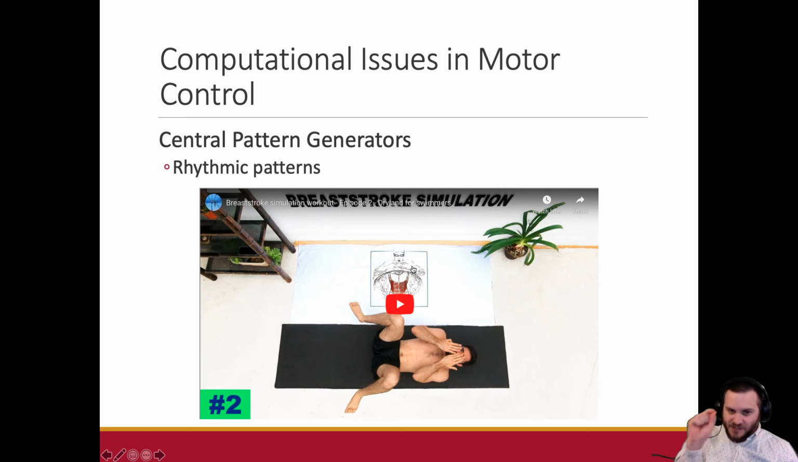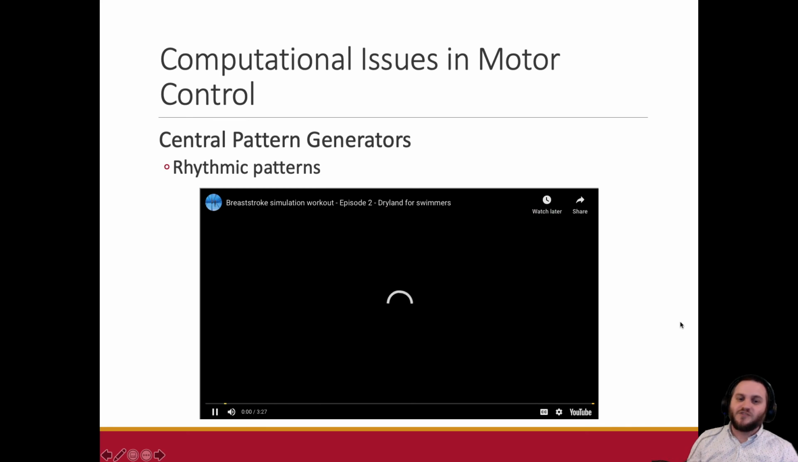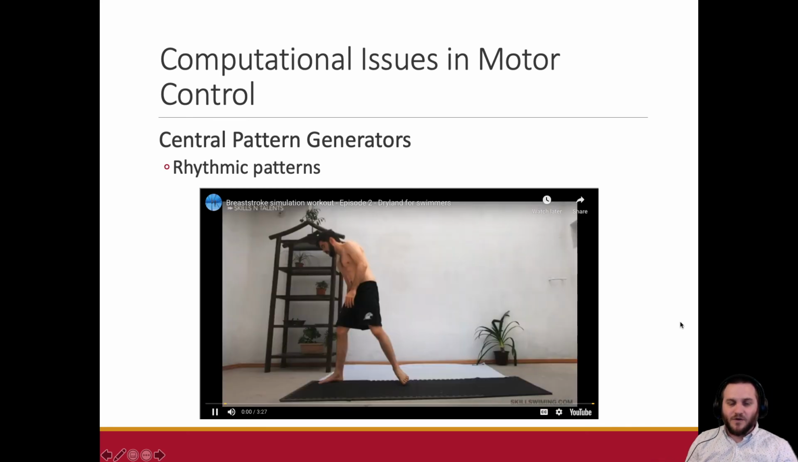That's a caveat. There's an asterisk there that, no brain trauma, right? Because these cells produce these motor patterns that are rhythmic. You can also consider breathing to be a rhythmic pattern. And while I talk about this, I'm going to let you guys watch the breaststroke.